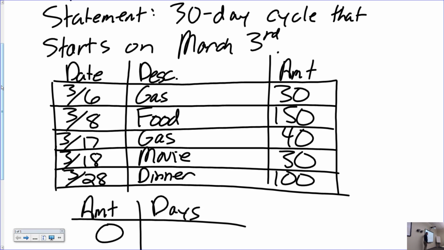I make my first purchase on the 6th. Okay? The cycle starts on the 3rd. So how many days is it from the 3rd to the 6th? You include the 3rd, right? So it's the 3rd, the 4th, and the 5th. On the 6th, that has a different balance, so it's just 3 days, okay?